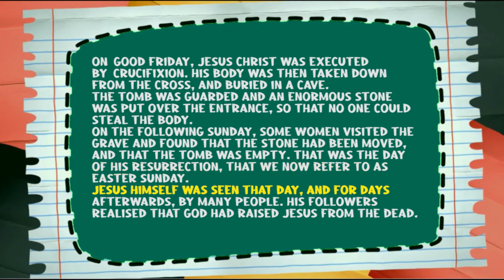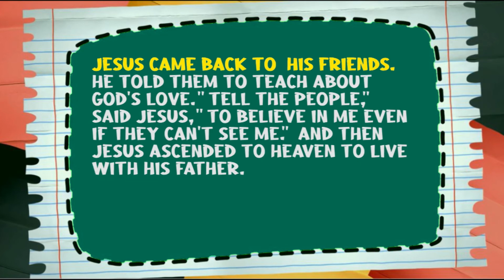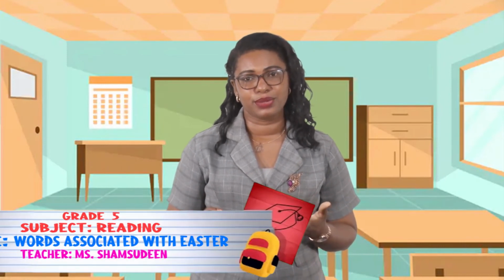Jesus himself was seen that day and for days afterwards by many people. His followers realized that God had raised Jesus from the dead. Jesus came back to his friends. He told them to teach about God's love. "Tell the people," said Jesus, "to believe in me, even if they can't see me." And then Jesus ascended to heaven to live with his Father. Now that was a summary of the Easter story.